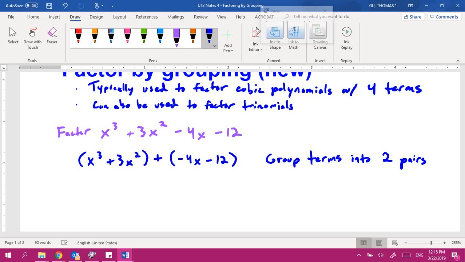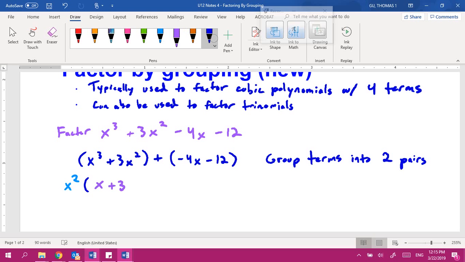The next step is, now you see once we've grouped these terms, each group has its own greatest common factor. So we're going to take the greatest common factor out of each group. So look at the first group, x cubed plus 3x squared. What is the greatest common factor right there? X squared. Right, both have x squared in them. So if I factor out the x squared, what's going to be remaining in my parentheses? X plus 3, that's right.